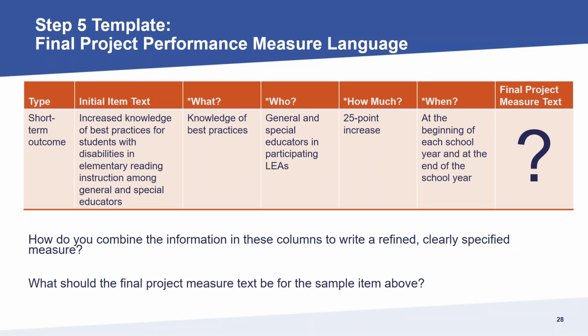So let's walk through an example together using information that the SIP team created. This item is a short-term outcome. The initial text from the logic model is increased knowledge of best practices for students with disabilities in elementary reading instruction among general and special educators. What is being measured? Knowledge of best practices. Who or what will achieve the change? General and special educators. How much change is expected? A 25-point increase. And when will the change take place? At the beginning and end of each school year.